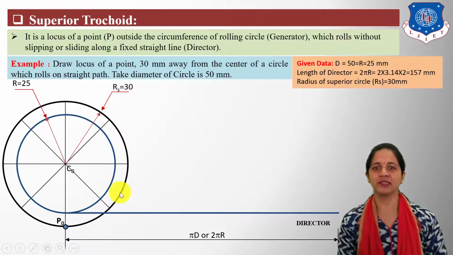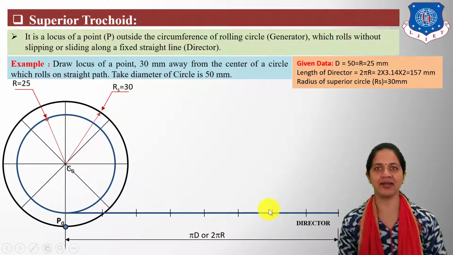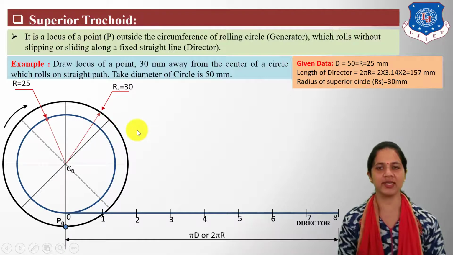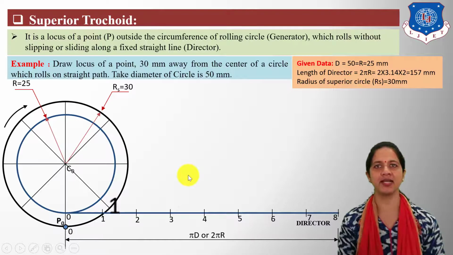Next, divide the superior circle into equal 8 parts at 45-degree angle. Next, divide director 2 pi R into equal 8 divisions and mark here division points 0 to 8. Here, the rolling circle rolls with the superior circle in clockwise direction. So, mark division points on the superior circle in anti-clockwise direction, 0 to 8.